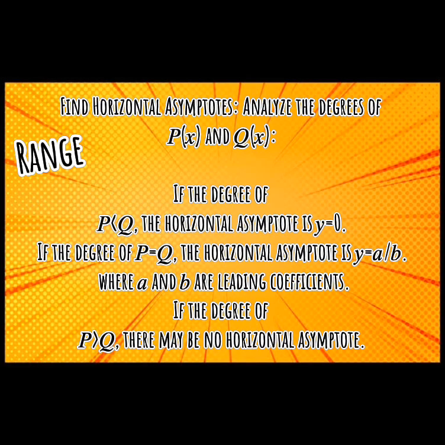How to solve for the range? Find the horizontal asymptotes and analyze the degrees of p and q. If the degree of p is less than q, the horizontal asymptote is y equals 0. If the degree of p is equal to q, the horizontal asymptote is y equals a over b, where a and b are the leading coefficients. If the degree of p is greater than q, there may be no horizontal asymptote.